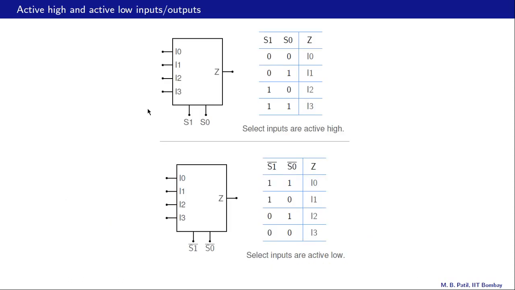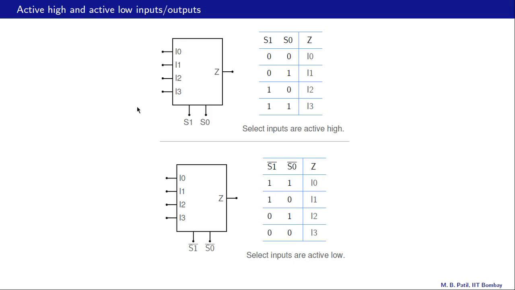Let us now discuss a very important topic, and that is active high and active low inputs or outputs. And we will discuss this topic in the context of multiplexers, but we should remember that this is very general terminology, and in fact we will see this in several other digital circuits as well.